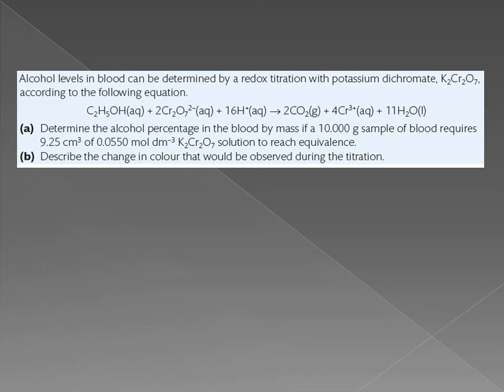Another question. Alcohol levels in blood can be determined by a redox titration with potassium dichromate according to the following equation. And they give us the equation. We need the alcohol percentage in the blood by mass and to describe the change in color that would be observed during the titration. Almost the same equation as the permanganate equation. Let's see the answer.